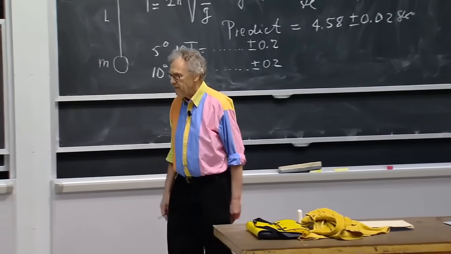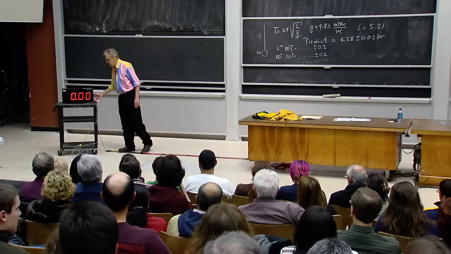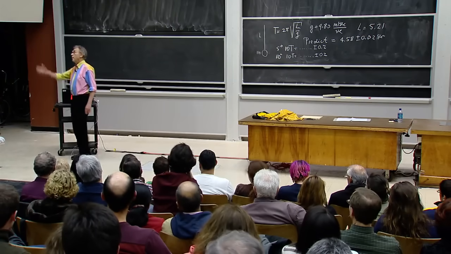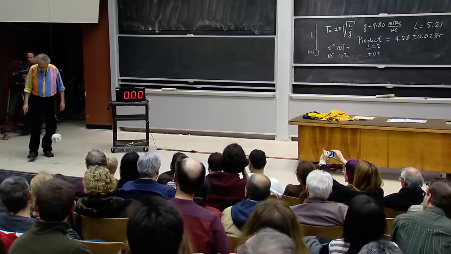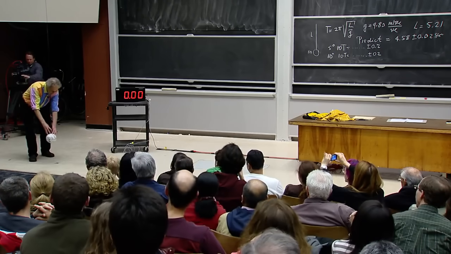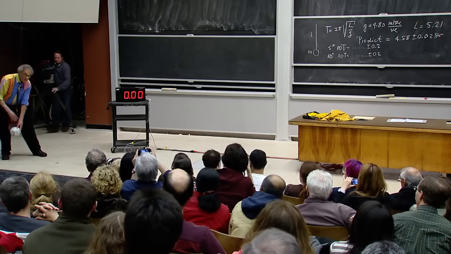So, if you're ready for that, you see here the timer, all of you can see, and here you see the pendulum, and I have 2 marks on the floor here. If I hold the bob here, then it is 5 degrees. This is 5 degrees. And when I hold the bob here, it is 10 degrees.